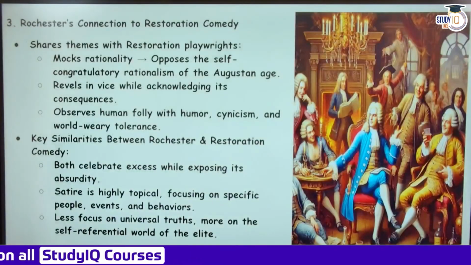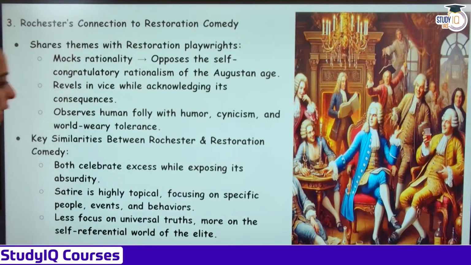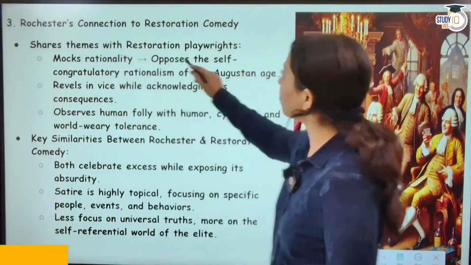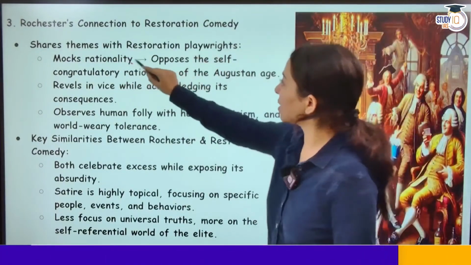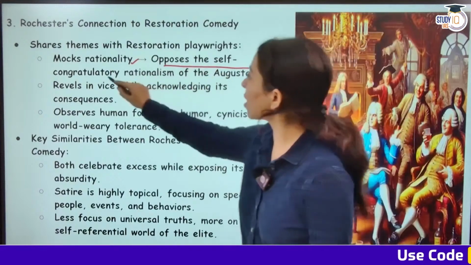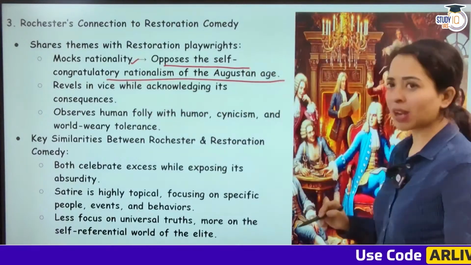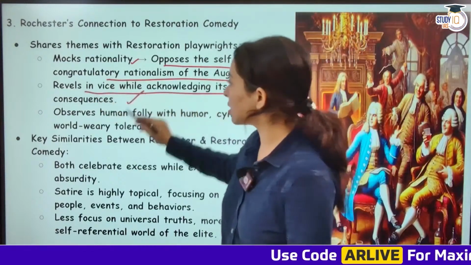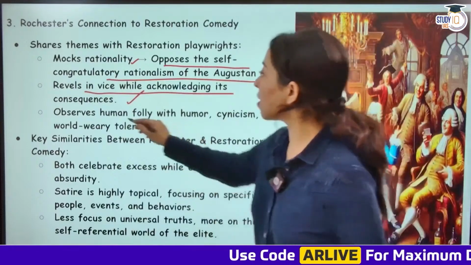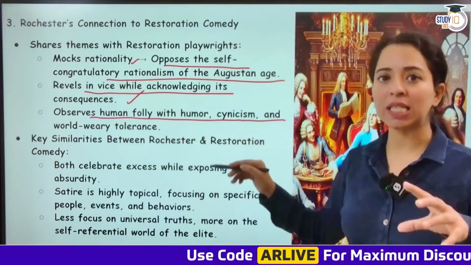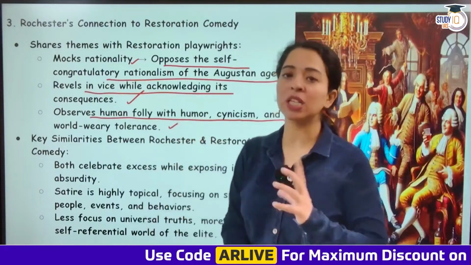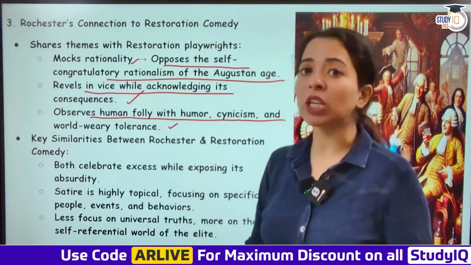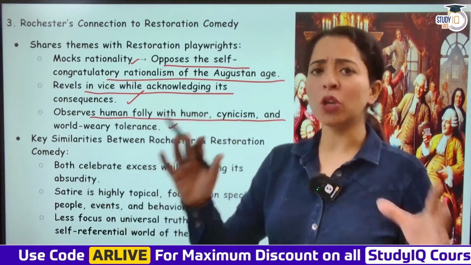Okay, you can see that. So if we look at Rochester's connection to Restoration comedy, we see that he shares a theme with Restoration playwrights: he mocks rationality. He opposed the self-congratulatory rationalism of the Augustan age. He mocked rationality. He revels in vice while acknowledging its consequences, and observes human folly with humor, with cynicism, and of course in a very worldly, very tolerant way. So he used to bring that kind of folly onto the stage, depicting human flaws.